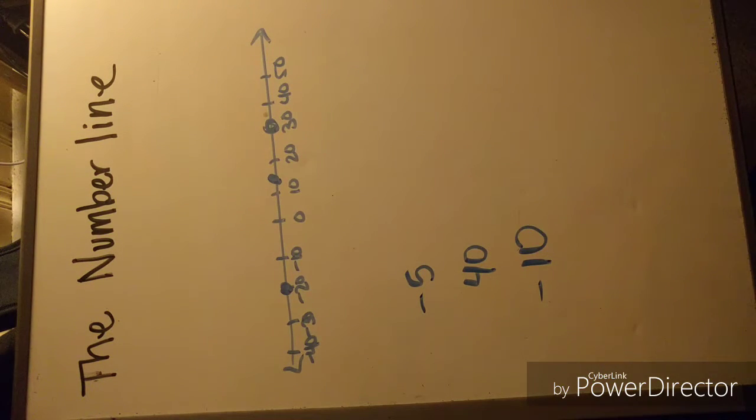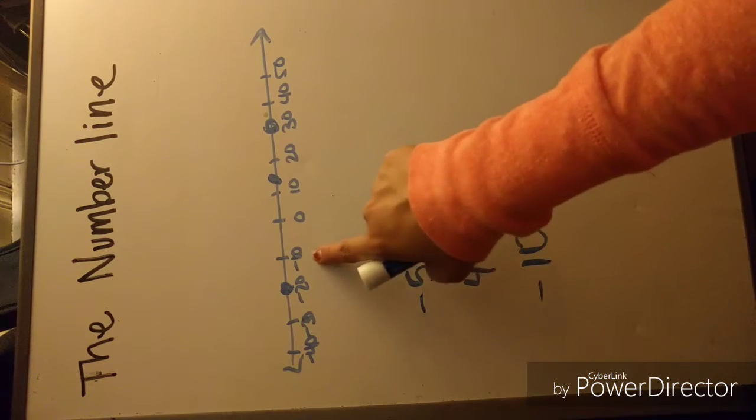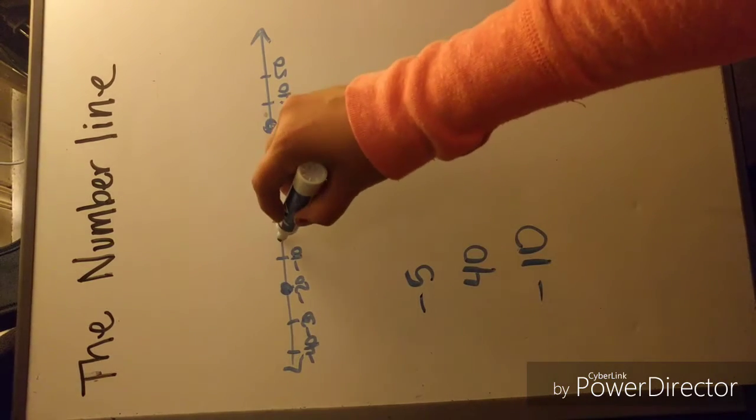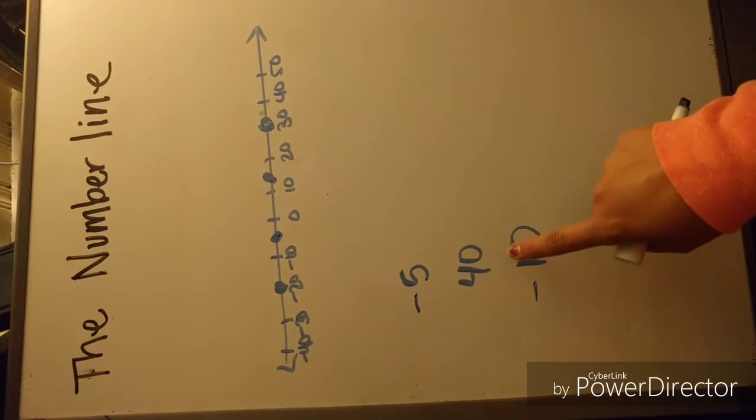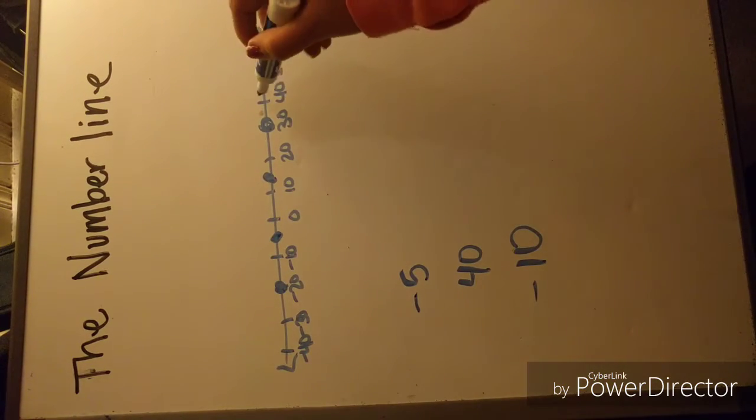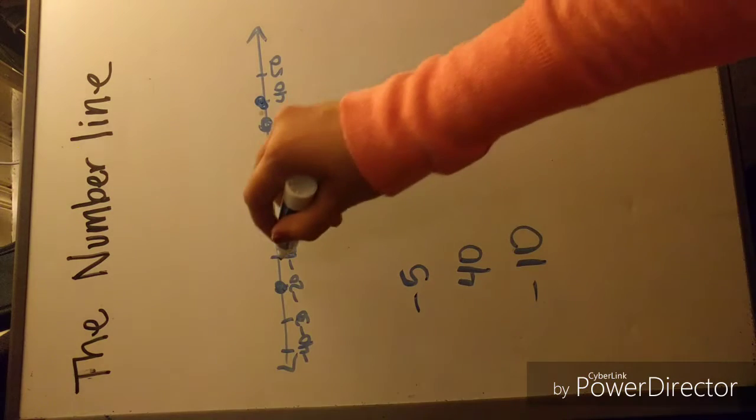So we see that -5 is between -10 and 0, right? We know that 40 is here. We know where -10 is.